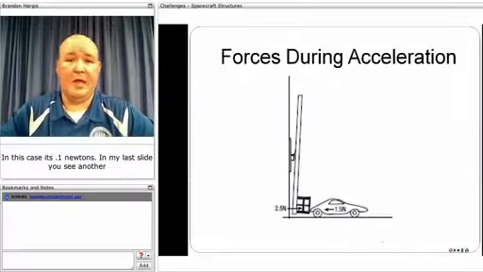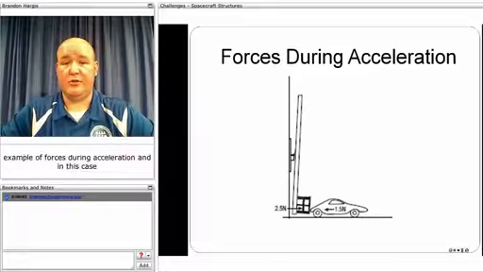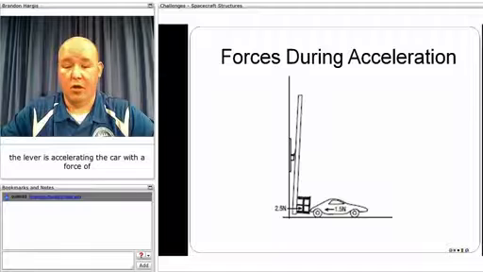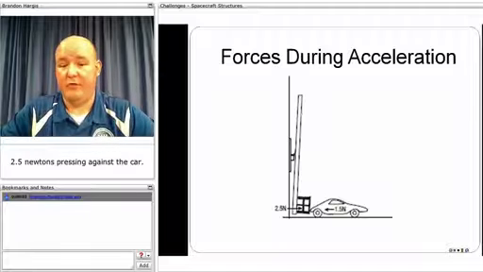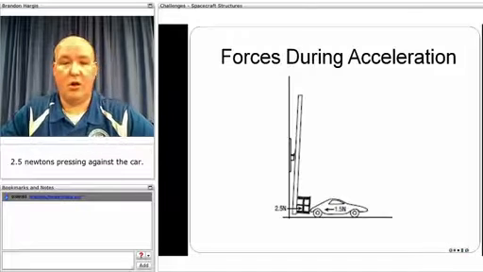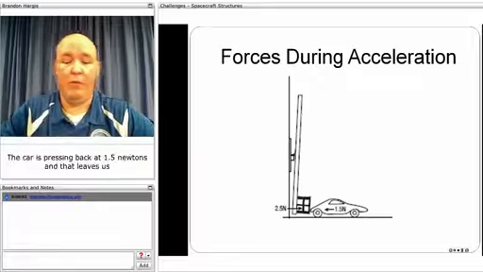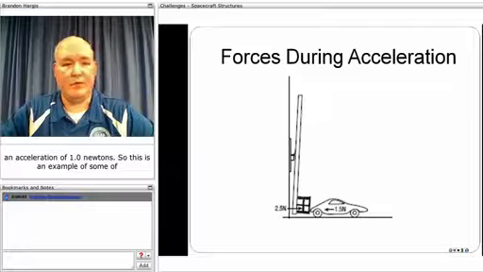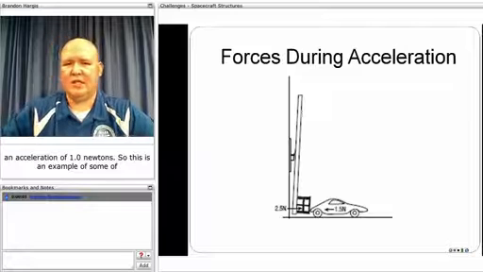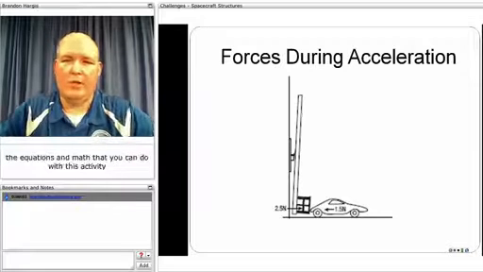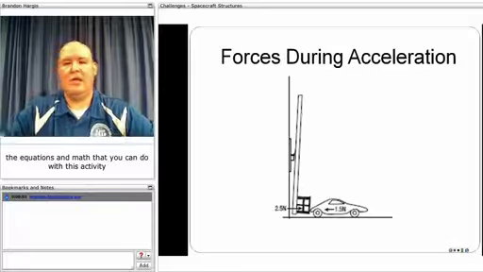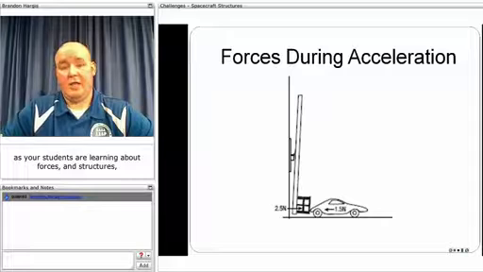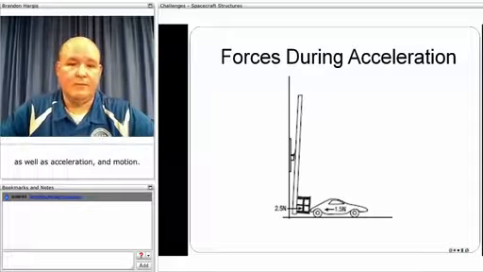In my last slide, you see another example of forces during acceleration. And in this case, the lever is accelerating a car with a force of 2.5 newtons pressing against the car. The car is pressing back at 1.5 newtons, and that leaves us an acceleration of 1.0 newtons. So this is an example of some of the equations and math that you can do with this activity as your students are learning about forces and structures as well as acceleration and motion.